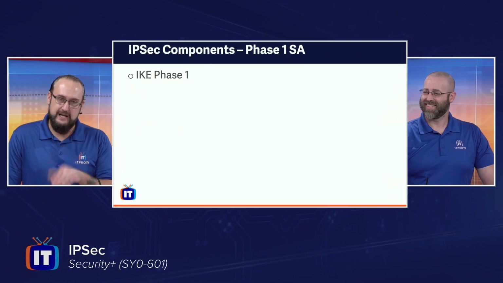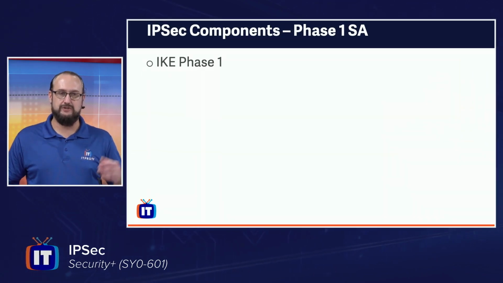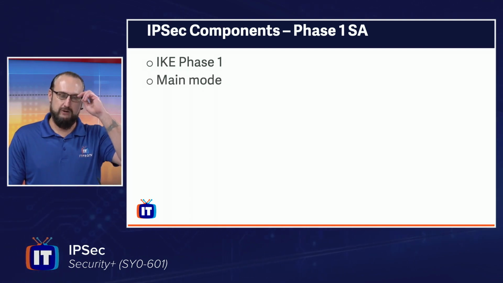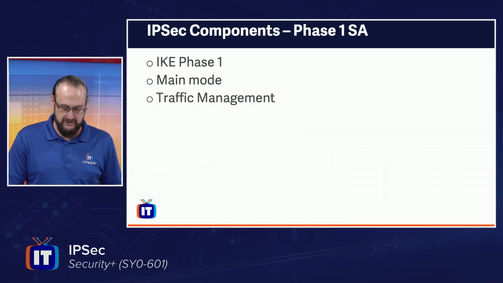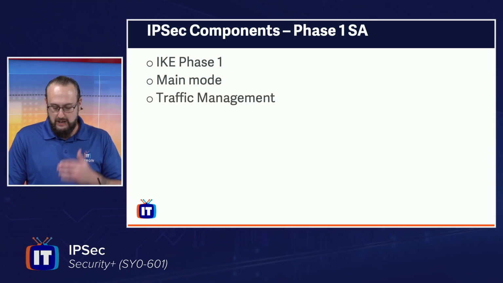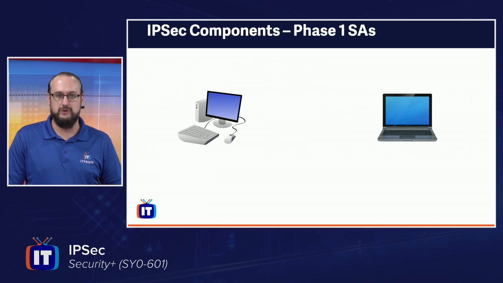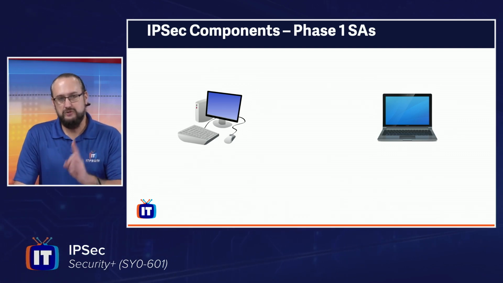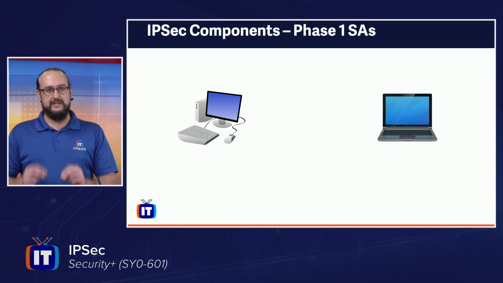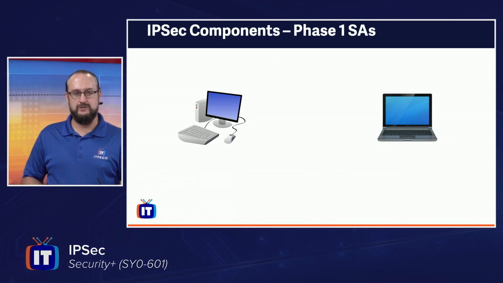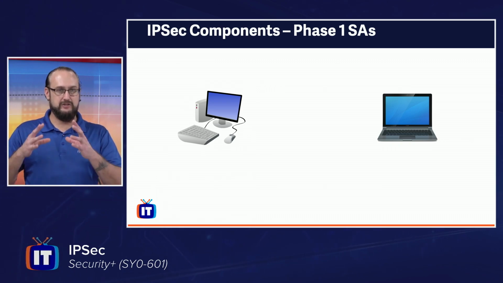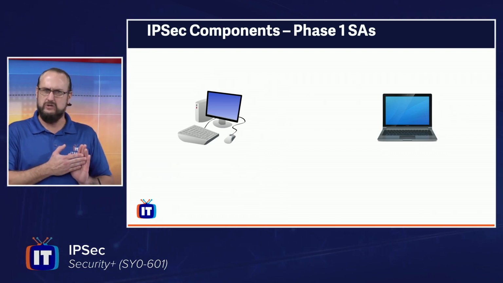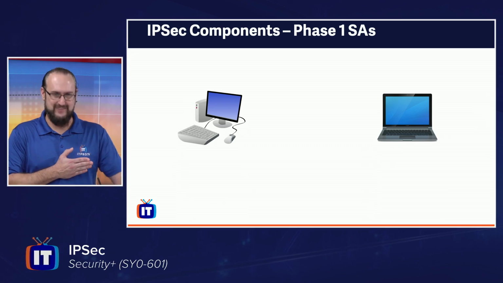Now, in a Phase 1 security association, it's also what's known as a main mode security association, and it's really for traffic management. When we set up a Phase 1 security association, we're going to define a few parameters. When I say traffic management, here is a big exam alert. In a Phase 1 security association, there isn't any encrypted data. That's the data that we want to make sure doesn't get into anybody's hands. We're not sending that yet.